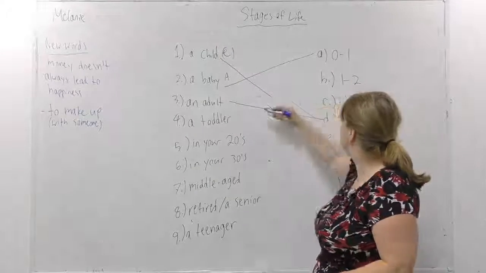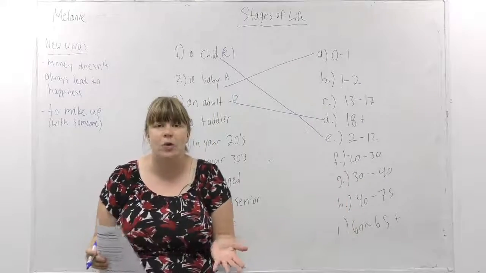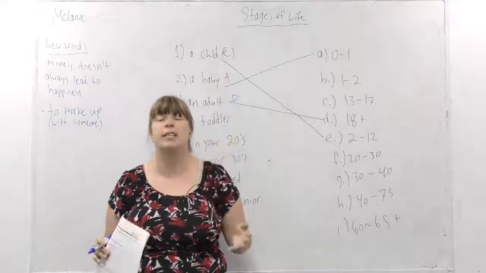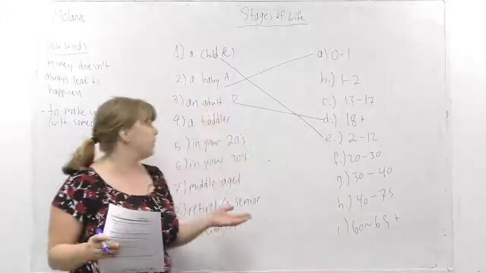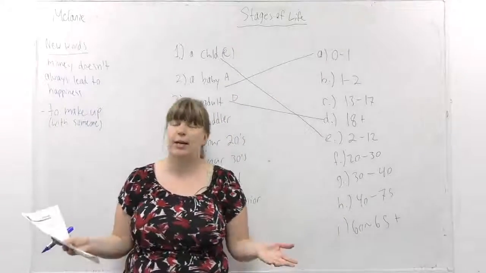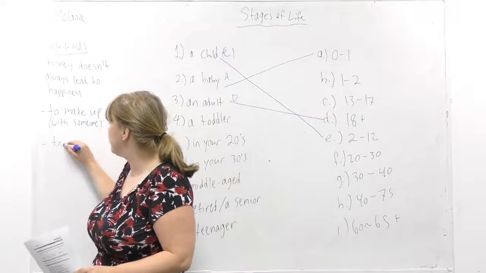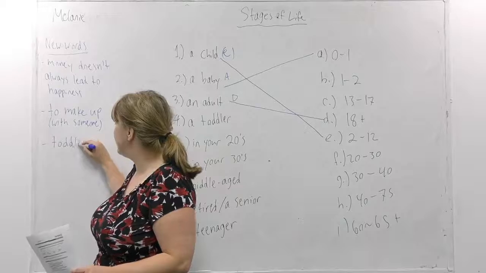18 plus D. So in Canada, once you are 18 or older, you are considered an adult. Okay, 4, a toddler. Do you guys know what a toddler is? This might be a new word for you. So it's a life stage.